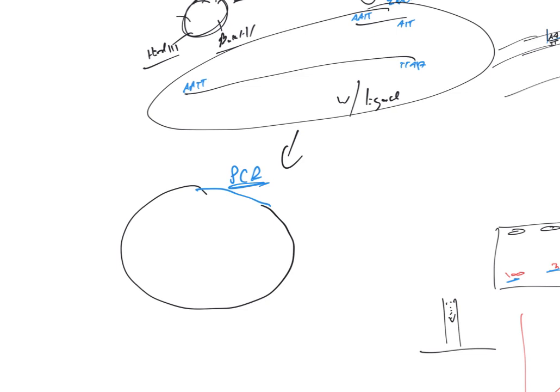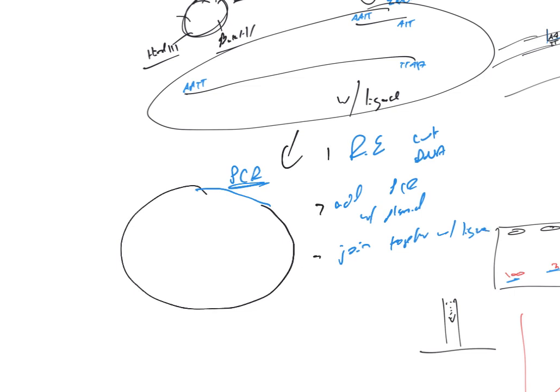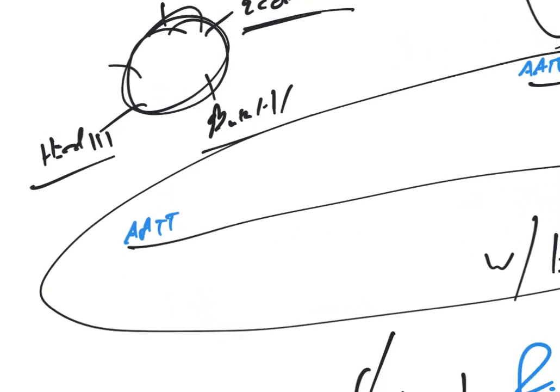Okay, so a 3-step process, right? The restriction enzymes cut the DNA, and then I add the PCR product with the plasmid, and I join them together with ligase. Those are my 3 steps. 1, 2, 3. Now, the reason why I have this map with multiple sites is because I don't know which way it is.